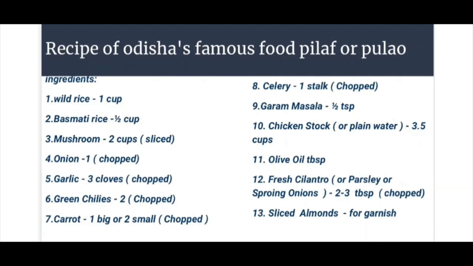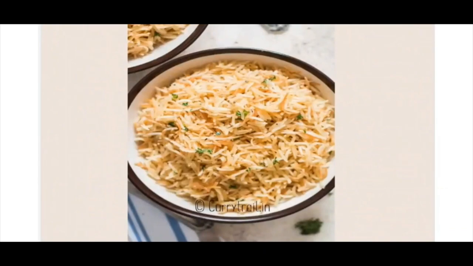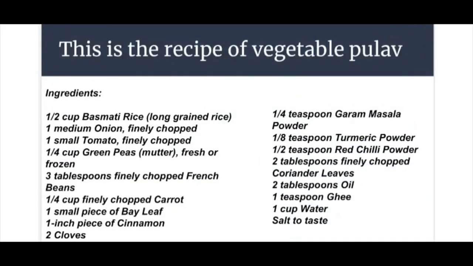The ingredients that are needed to make pilaf are white rice, basmati rice, mushroom, onion, garlic, green chilies, carrot, celery, garam masala, chicken stock, olive oil, fresh cilantro, slivered almonds. Now this is the look of pilaf which we make at home.